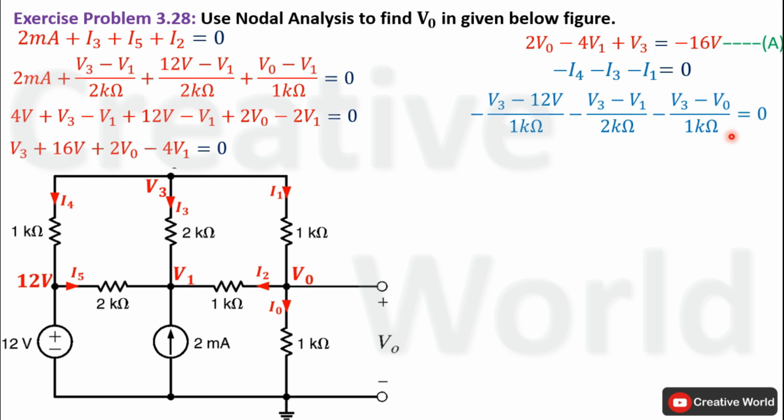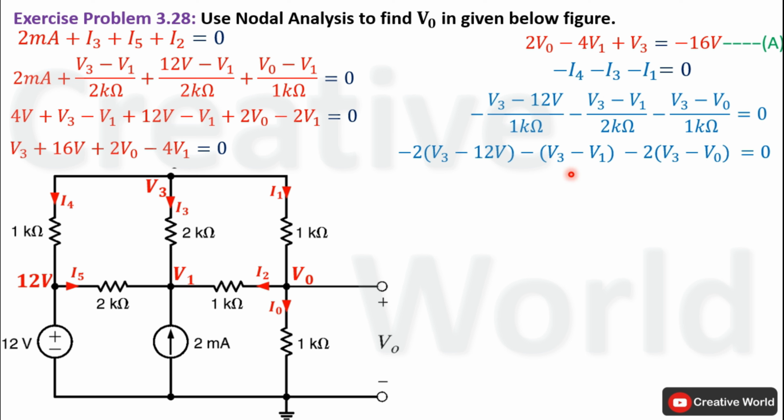Now in order to omit all denominator values, we will multiply this equation on both sides with 2 kilo ohm. Product of 2 kilo ohm and 1 kilo ohm in denominator will cancel out with each other. Only 2 will left and that 2 will multiply with V3 minus 12 volt. Here product of 2 kilo ohm and 2 kilo ohm in denominator will cancel out with each other. Only V3 minus V1 will left. Here product of 2 kilo ohm and 1 kilo ohm in denominator will cancel out with each other. Only 2 will left and that 2 will multiply with V3 minus V0.